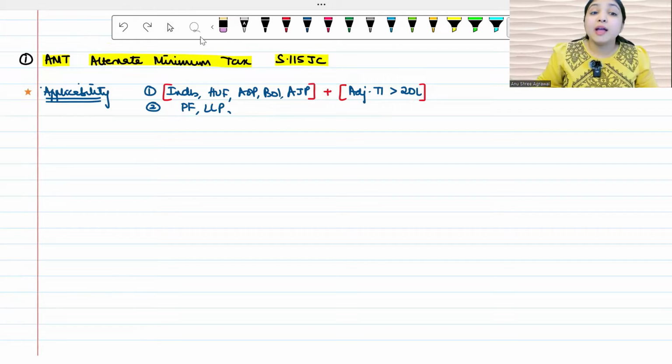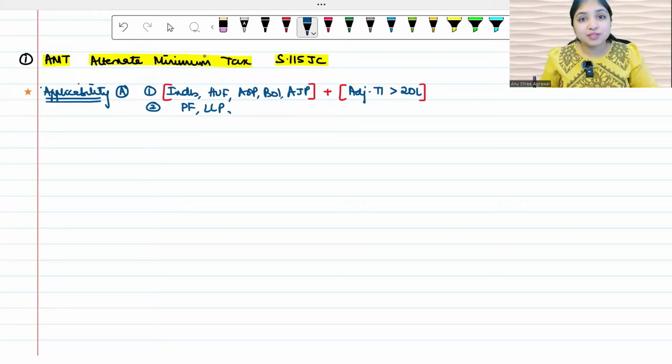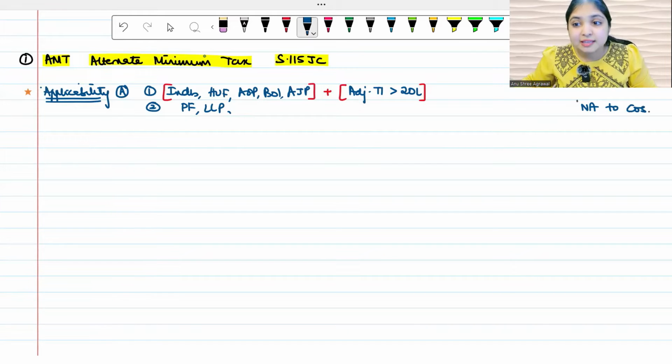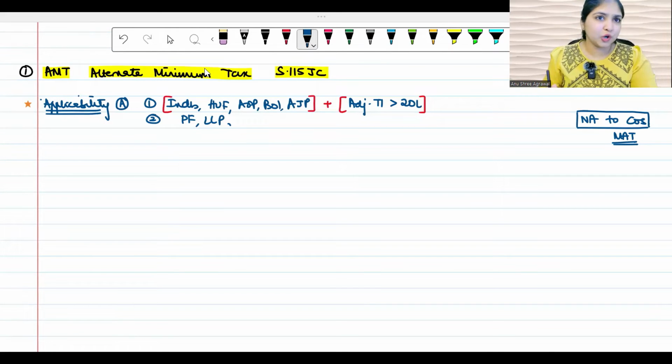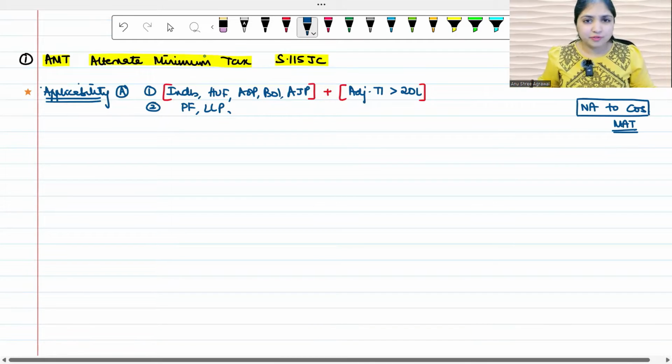Okay. But however, please note that there is one person who is missing out of this list. Companies. Guys, we did not put companies over here. So AMT is not applicable to companies. The reason is that for companies, we have a minimum alternate tax instead, MAT. So we apply MAT for companies, we don't apply AMT for companies. And MAT is something which you will be learning in your finals. All right. So under applicability, my first condition is that who is the assessee? Assessee should either be an individual HUF, AOP, BOI, AJP whose adjusted total income is more than 20 lakhs, or this person should be firm or LLP.